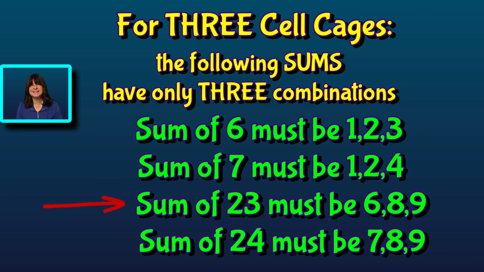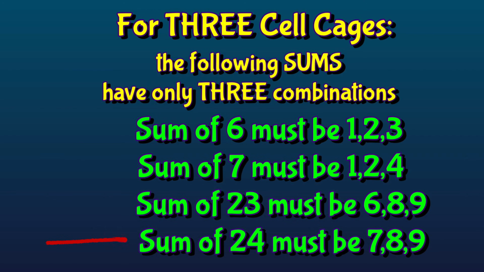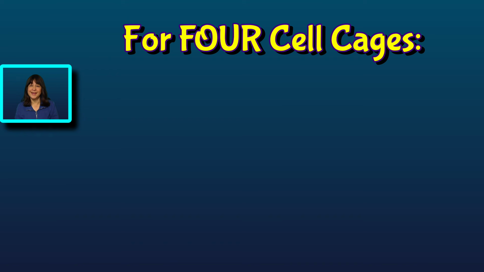23 can only be 6, 8, or 9, and we found that already before. I don't see any more cages that sum to 23. How about 24? No. And what about 4-cell cages?